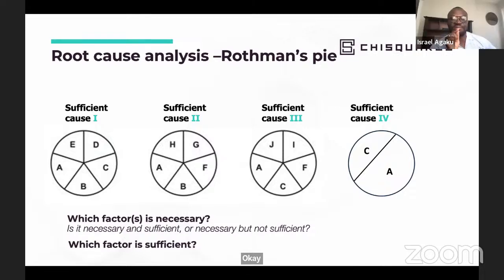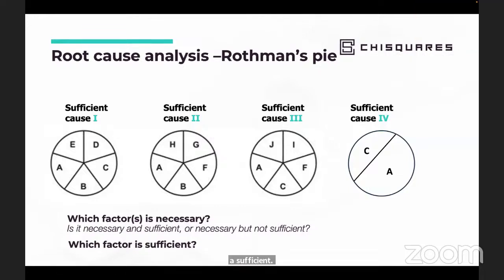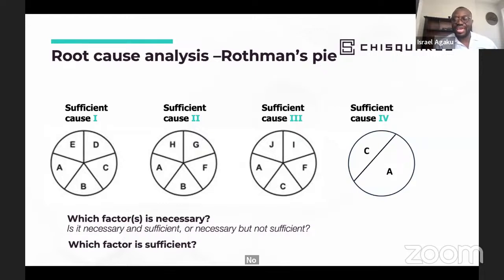So for it to be necessary, it must be present in all the causal pies. So which one is necessary? I think we still have A. A is necessary. Now, in the previous example, A was necessary and A was sufficient. Now, is A sufficient? No. A is no longer sufficient because A is no longer alone in this sufficient cause 4. You have A and C. So in this case, A is necessary, but A is not sufficient. I hope that difference is clear.